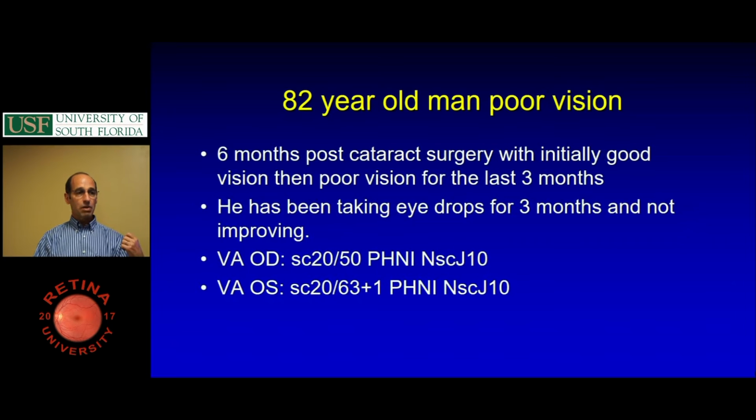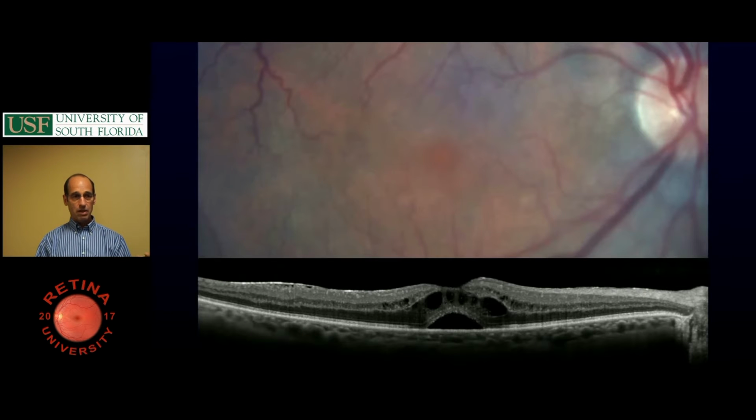So this is an 82-year-old man who had cataract surgery with good vision and now poor vision. So you know what that is. It's cystoid edema. He's been on drops for a couple months, not improving. Vision's not that good, and here's his OCT. So this is cystoid edema. Cystoid macular edema can cause subretinal fluid because there's a breakdown, and the fluid goes through the retina into the subretinal space. It does tend to stay in the fovea, which is interesting.